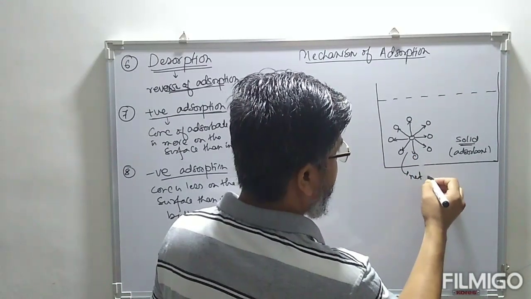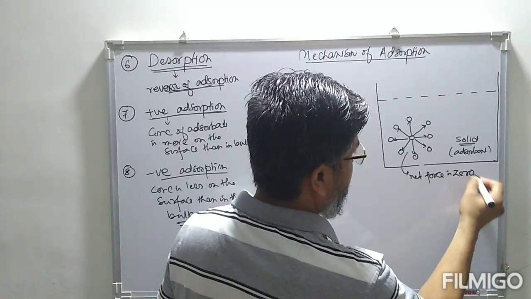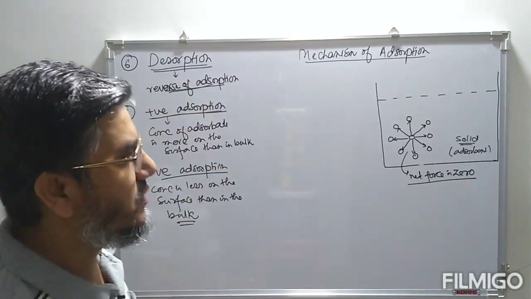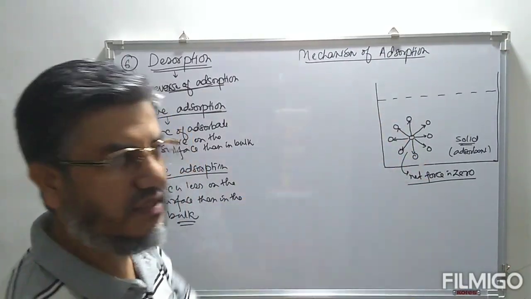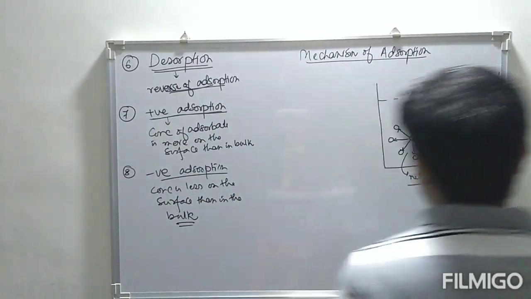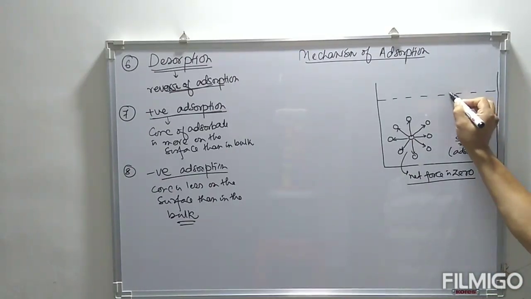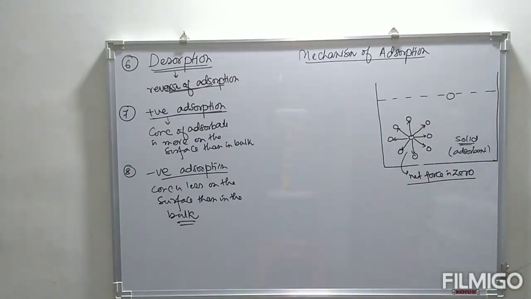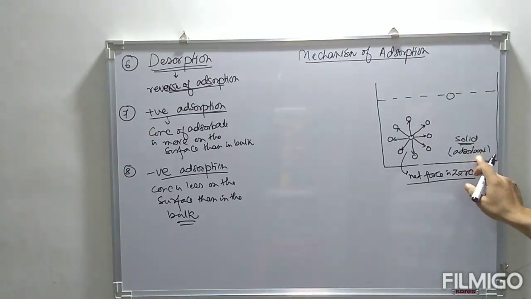So net force is 0. The net attractive or repulsive force experienced by this molecule inside the bulk is 0. Now similarly, let's consider another molecule at the surface. So we have a molecule here. This molecule is present at the surface of the adsorbent.